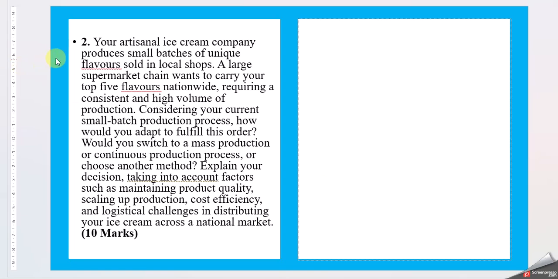Question 2. Your artisanal ice cream company produces small batches of unique flavors sold in local shops. A large supermarket chain wants to carry your top 5 flavors nationwide, requiring a consistent and high volume of production. Considering your current small batch production process, how would you adapt to fulfill this order? Would you switch to mass production or continuous production process or choose another method? Explain your decision, taking into account factors such as maintaining product quality, scaling up production, cost efficiency, and logistical challenges in distributing your ice cream across a national market.